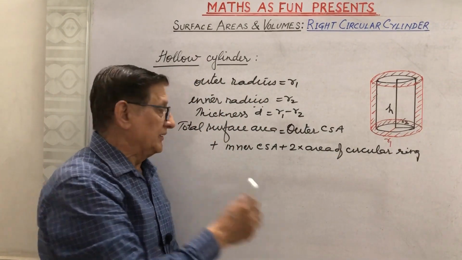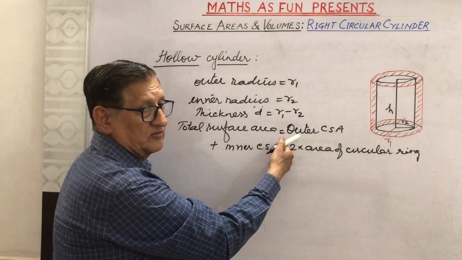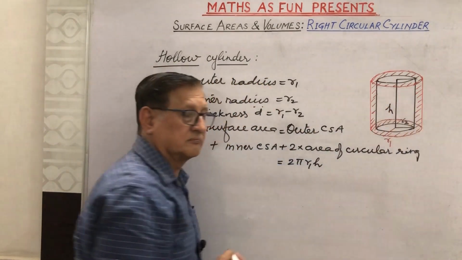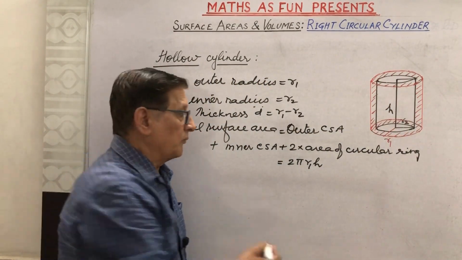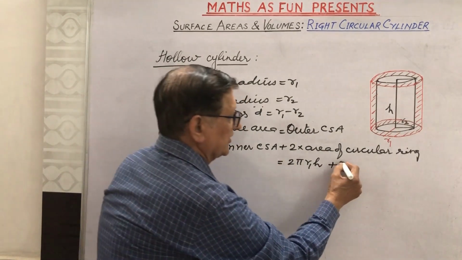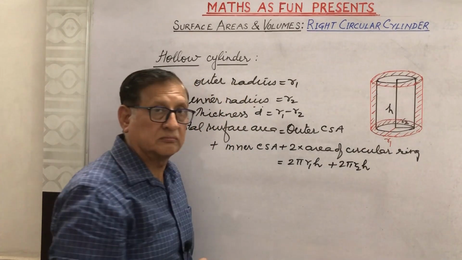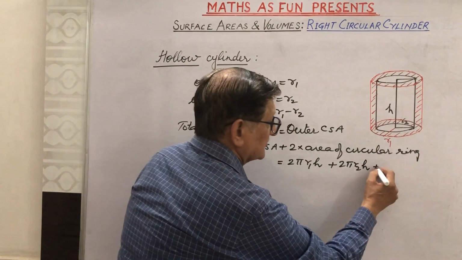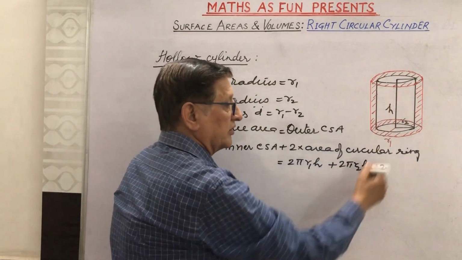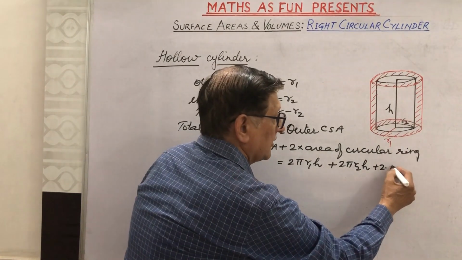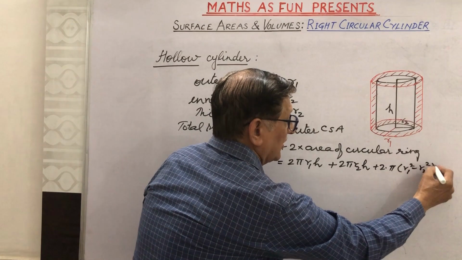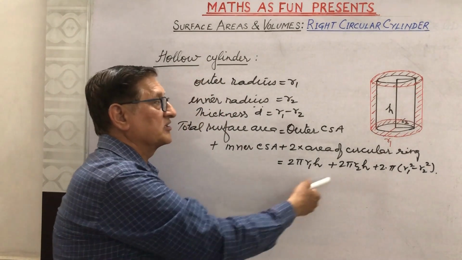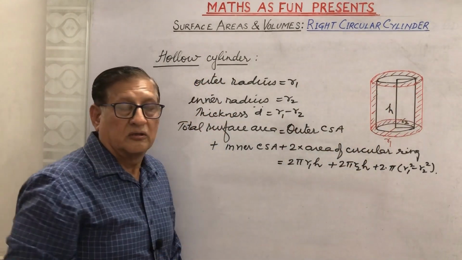We know that the outer curved surface area in this case will be given by 2 pi r1 into h, if the height is h, plus the inner curved surface area, 2 pi r2 h, because the inner radius is r2, plus 2 into area of circular ring, and we know the area of circular ring is given by pi into r1 square minus r2 square. This is the way we can find out the total surface area of such a hollow cylindrical vessel.